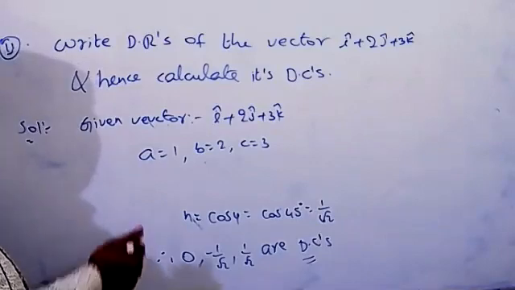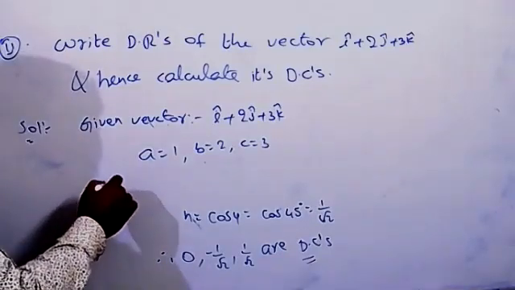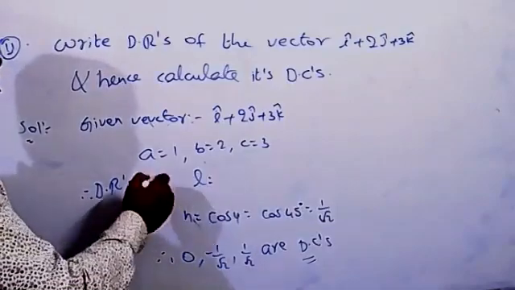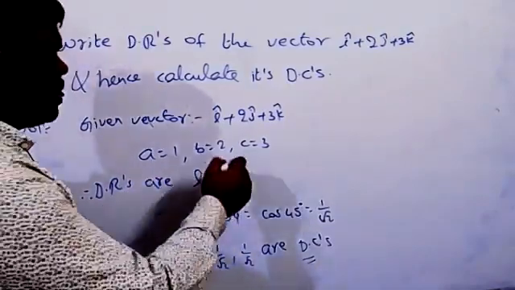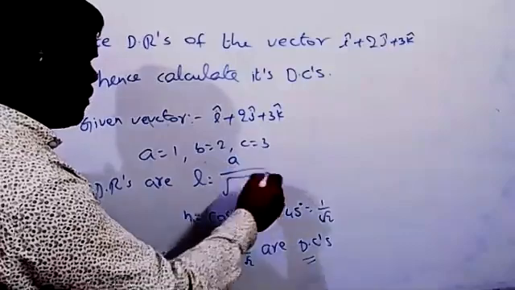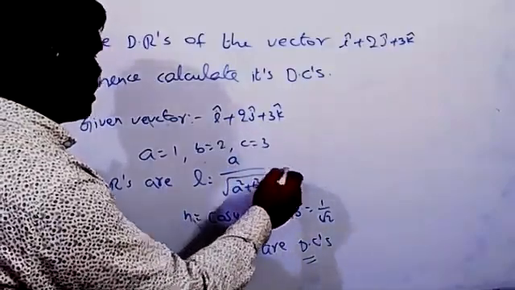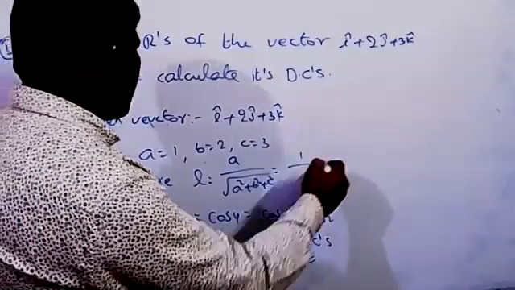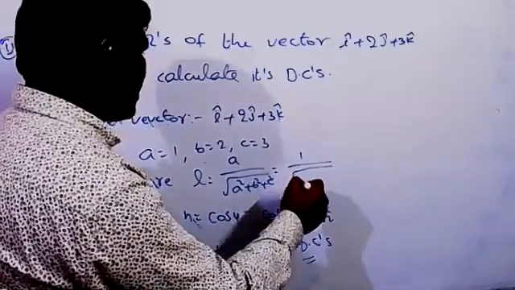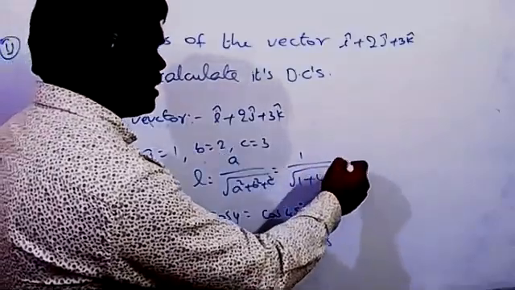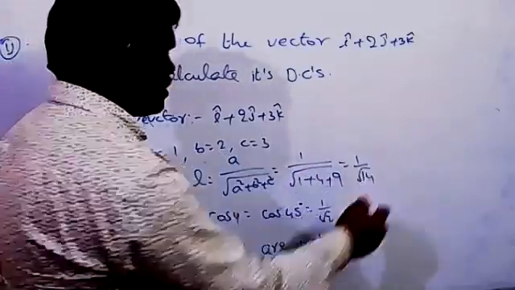Now find the direction ratios. Therefore the value of L is equal to a by root of a square plus b square plus c square. So the value of L equal to 1 by root of a square means 1, plus 2 square means 4, plus 3 square means 9. It is equal to 1 by root of 14.